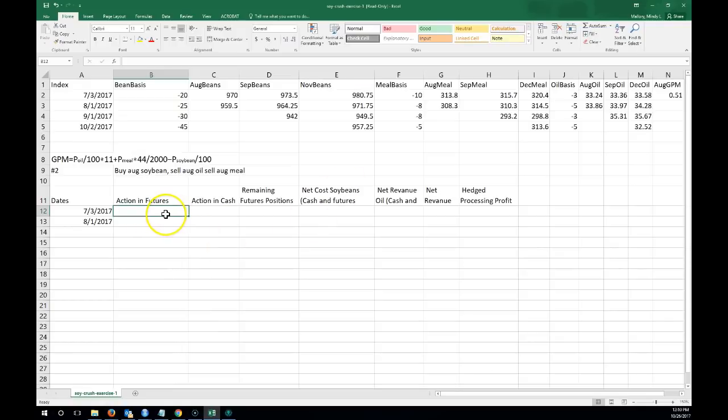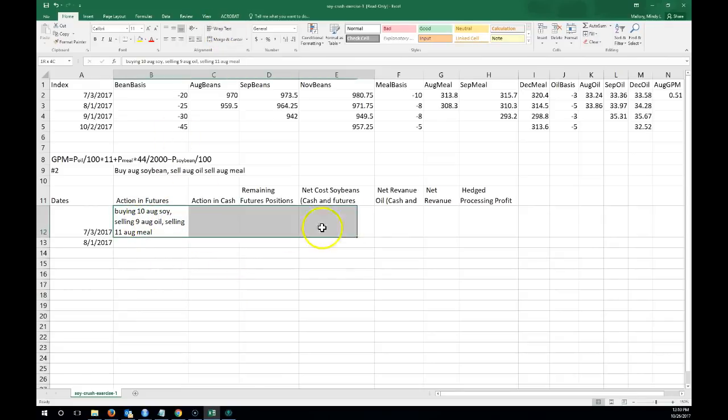So we'll be buying 10 August soy, selling 9 August oil, selling 11 August meal. And to make it do this, notice I highlighted the cell and clicked wrap text. In fact, why don't we highlight the whole range and make sure we're wrapping the text. Okay, action in the cash is NA, and the rest of this row is also NA.